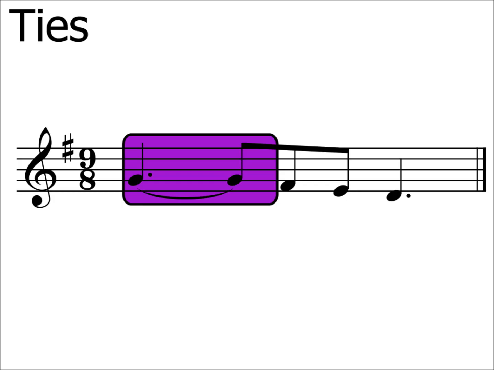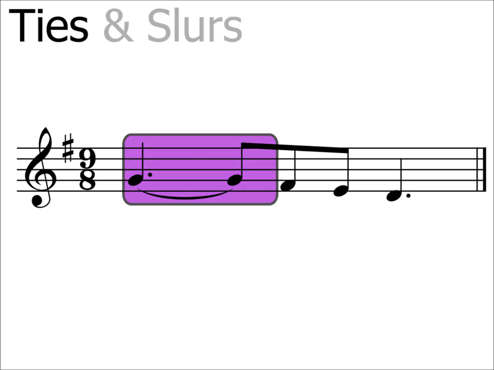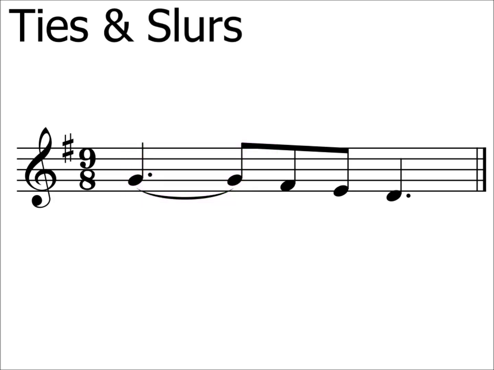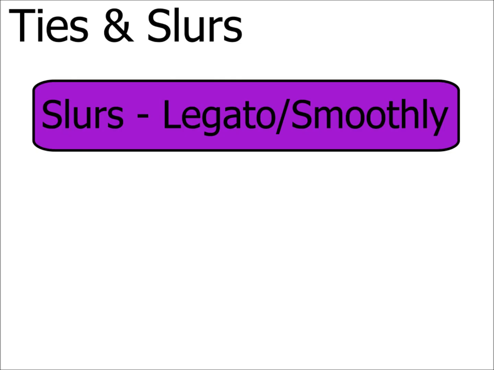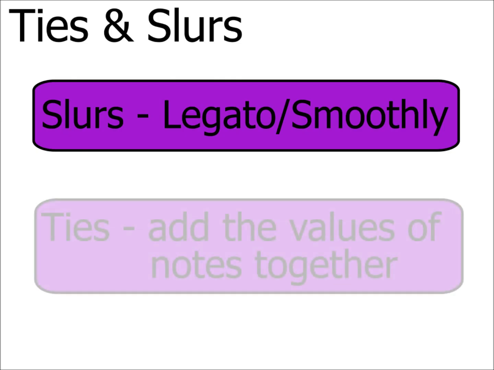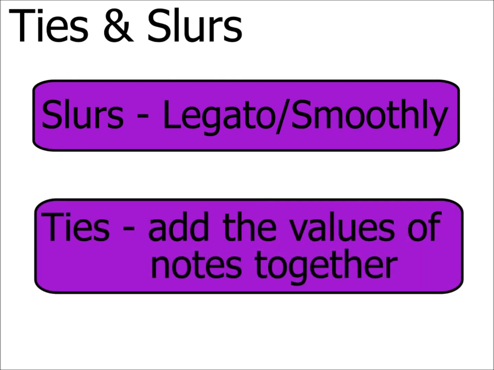bar line. Ties and slurs can be used together in the same bar. Here is the 9/8 bar we looked at just a moment ago with the tied note G, but let's assume I also wanted this music to be played legato. All I do is merely add a slur under the phrase. So, before we go, remember, slur means to play legato or smoothly, whereas ties add the values of notes together.